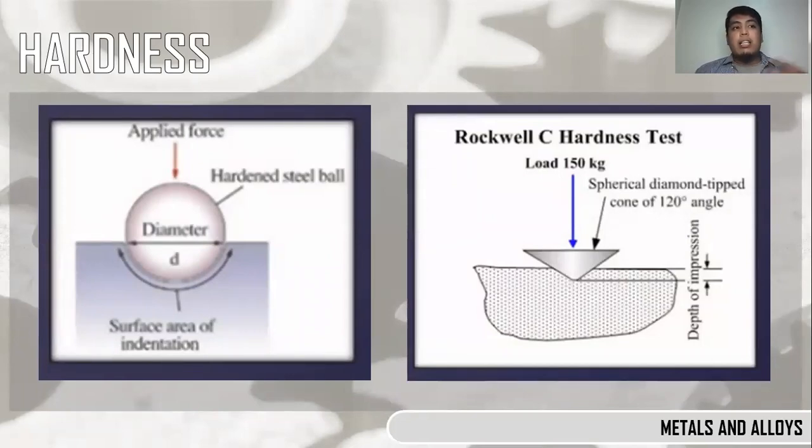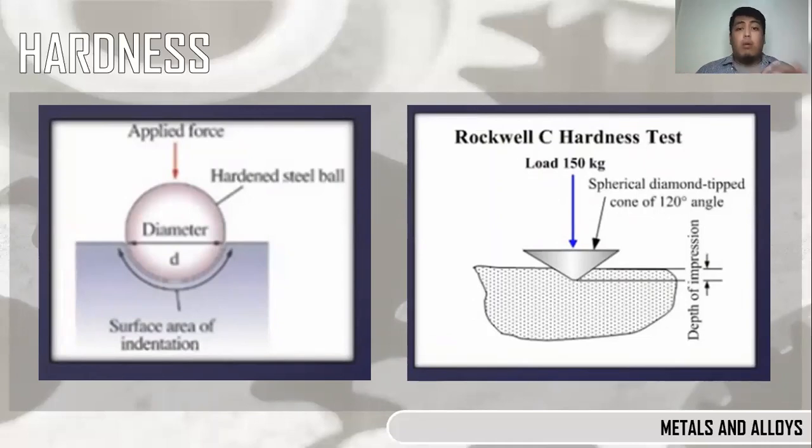So the idea of testing the hardness of a material is simple. With your material, we will try to press another material whose hardness we know. For example, a steel ball. We press the steel ball into the material. So it will create an indentation in the material. And that indentation determines how hard the material is. Or we can also use cone types. Usually we use a diamond tip cone.